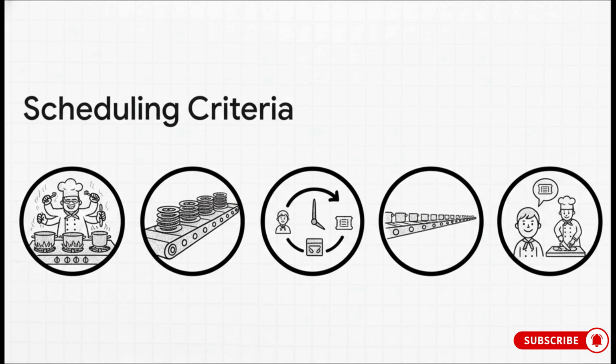Third, turnaround time. This is from the customer's point of view. The total time from the moment they place their order to the moment food is on their table. You want this low. Fourth, waiting time. This is a part of turnaround time, but it's specifically how long that order ticket was just sitting on the spike being ignored. And finally, maybe the most important one for us, is response time. This is how quickly the chef starts working on your order. It doesn't have to be done, but just seeing that they've begun makes you feel like the system is fast. For anything interactive, this is absolutely crucial.